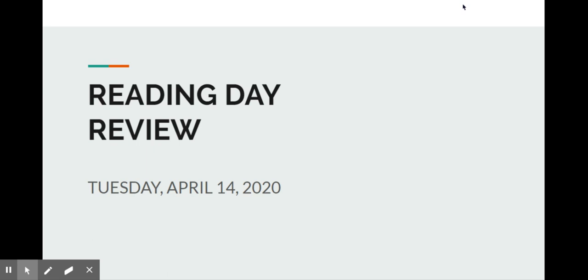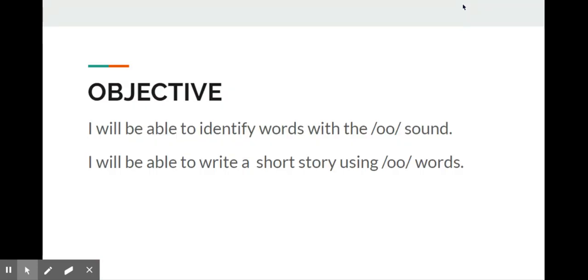Today is a reading day, and we are going to take this day to just review some of the work that you have been doing in your skills book. Let's get started. Our objective for today, we have two. So our first objective is I will be able to identify words with the oo sound. Second is I will be able to write a short story using oo words.